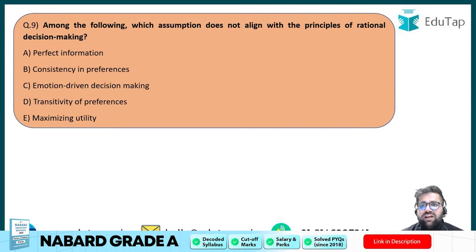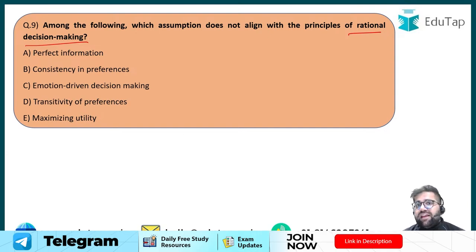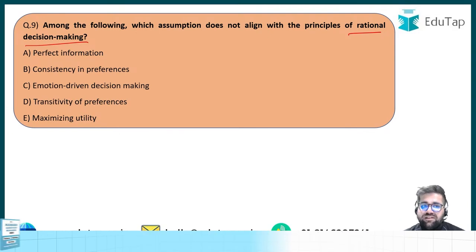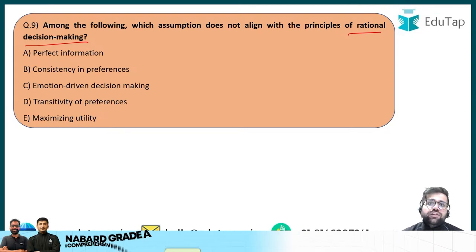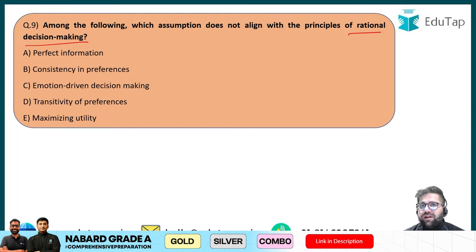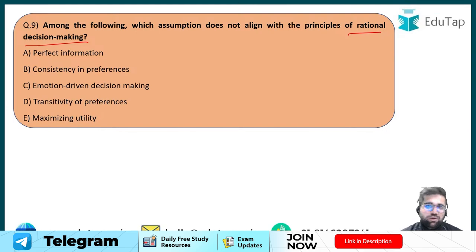Among the following, which assumption does not align with the principle of rational decision making? Rational decision making means decisions which are rational in nature. Rational means something which is error free, something which is to the point. So, is the answer perfect information? Is it consistency in preferences, emotion driven decision making, transitivity of preferences, or maximizing utility? Remember, humans are irrational. Why? Because we cannot make the best decision. So who can make a rational decision? Definitely, to some extent, superhumans, or to some extent, robots.